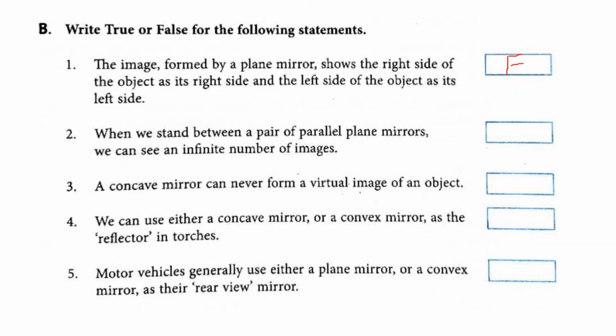Then after that, the second one: when we stand between a pair of parallel plane mirrors, what is the angle between them? Infinity. The angle between the mirrors is infinity. We can see an infinite number of images. When parallel plane mirrors are taken, actually the angle between them is 0 degrees. So we can say that an infinite number of images are formed.